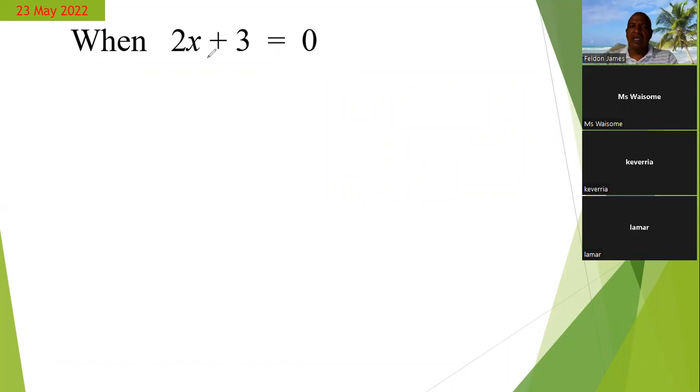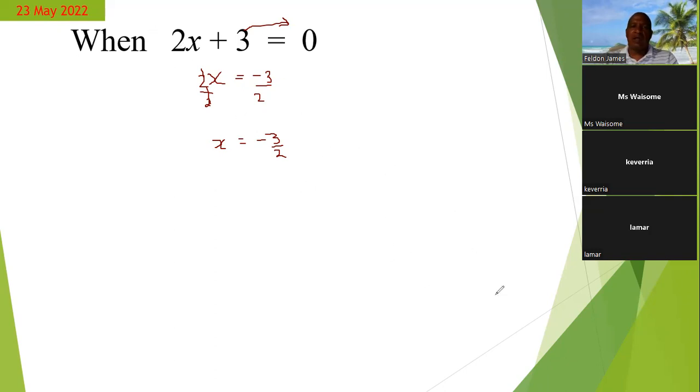What we know, we can solve this for x. So we're simply going to bring across the 3. So we'll get 2x equal to negative 3. And we divide both sides by 2. And so the 2 cancels the 2, and x will be equal to negative 3 over 2. All right, so that would be one value for x. So that's when 2x plus 3 equals 0.